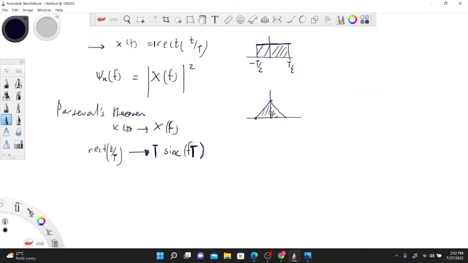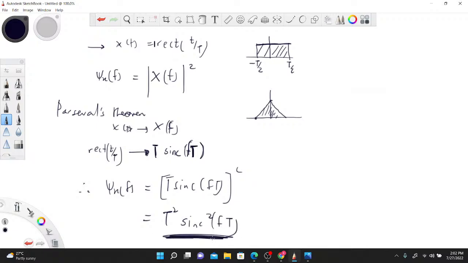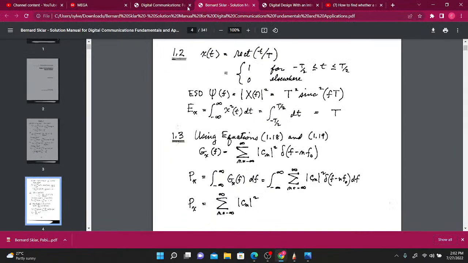Frequency times the period. So we'll have it like this. Therefore, psi x of f will be equal to this squared. It is equal to T sinc of fT, squared. So the energy spectral density function will give me T squared sinc squared of fT. Beautiful. So that's the first part of the question.